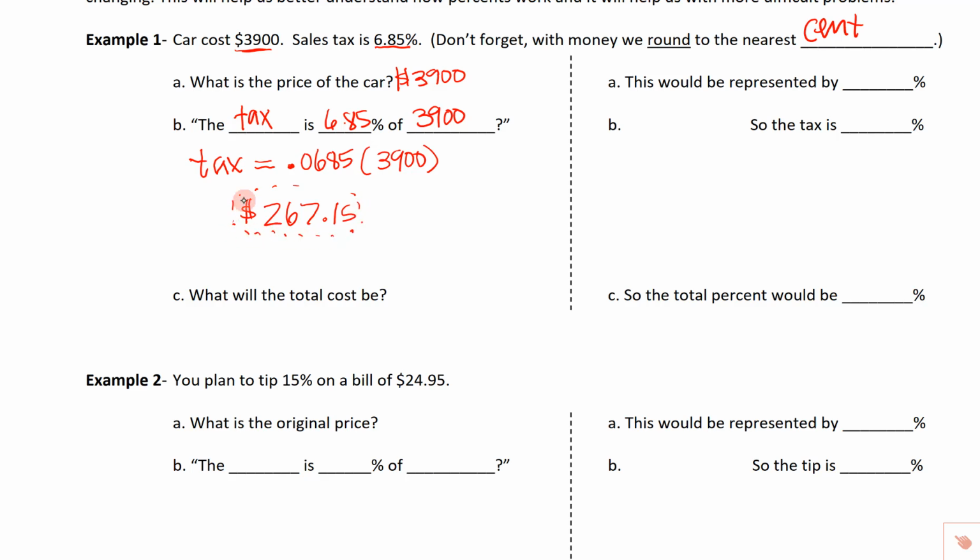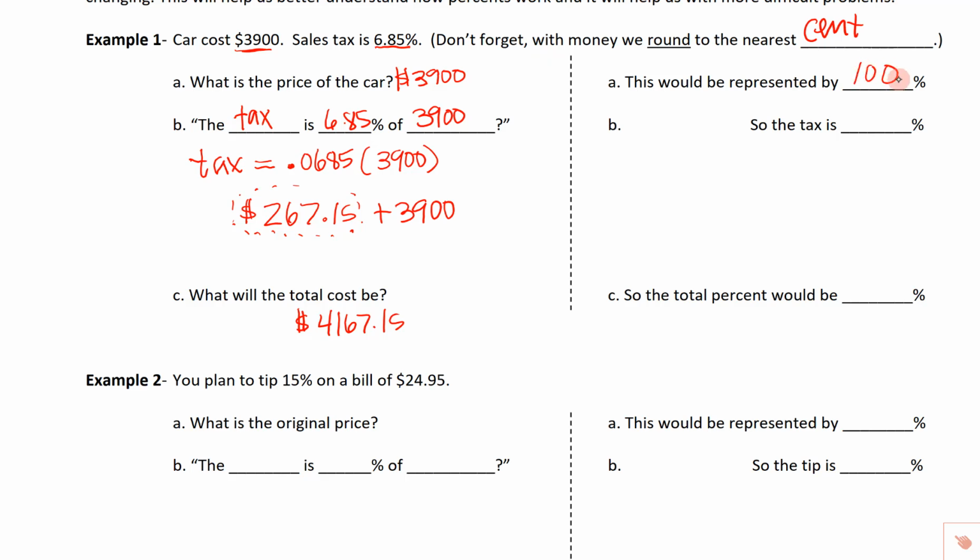So we figured out what the tax was for our car. Part C says, what will the total cost be? We know the initial cost of the car was $3,900, so we need to actually add that to our tax. So when you add $267.15 to 3,900, the total cost ends up being $4,167.15. Now let's look at this other side over here. Part A, it says this would be represented by, so the price of the car is represented by 100%.